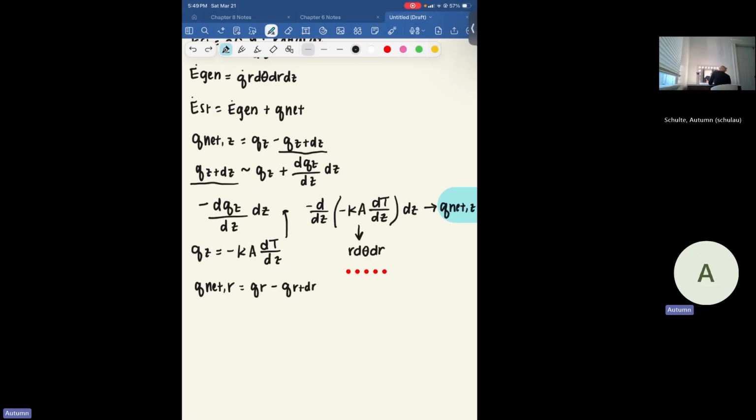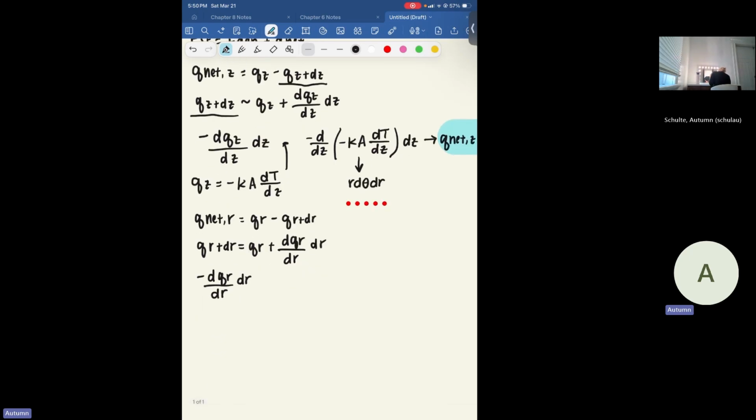Once again, we can represent this using Taylor series approximations. So we're going to have Qr plus dr is equal to the heat flowing Qr plus the derivative of the heat flow in the radial direction with respect to our radial direction times dr. Plugging this in, we are going to find that this is similarly the negative derivative of the heat flow in our radial direction with respect to the radial direction times dr. We can again plug in Fourier's law, which this time is the negative thermal conductivity multiplied by the area multiplied by the change in temperature with respect to r.